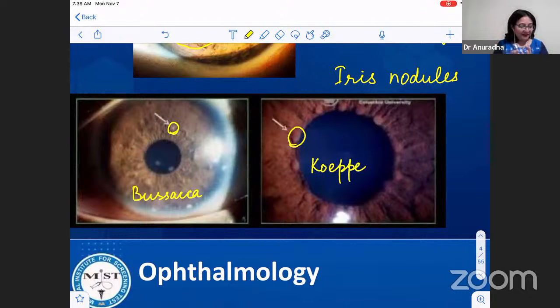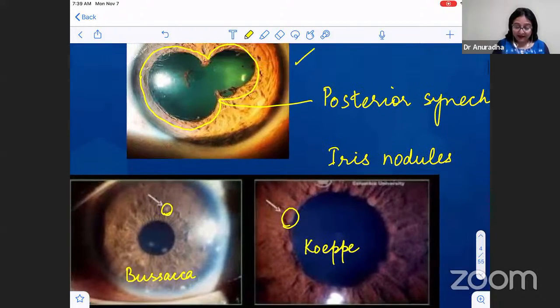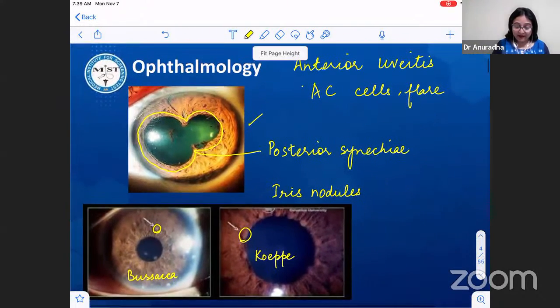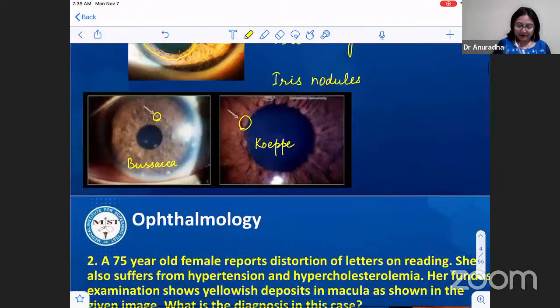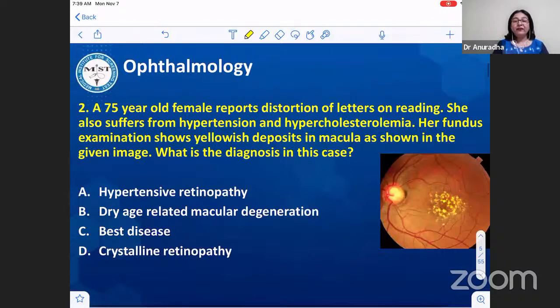So that covers your anterior uveitis. That covers all the signs which they can ask you in the case of anterior uveitis. An important topic for the exam, dear friends, a favorite topic with the examiners. Okay, so after this, let's move on to the next question.